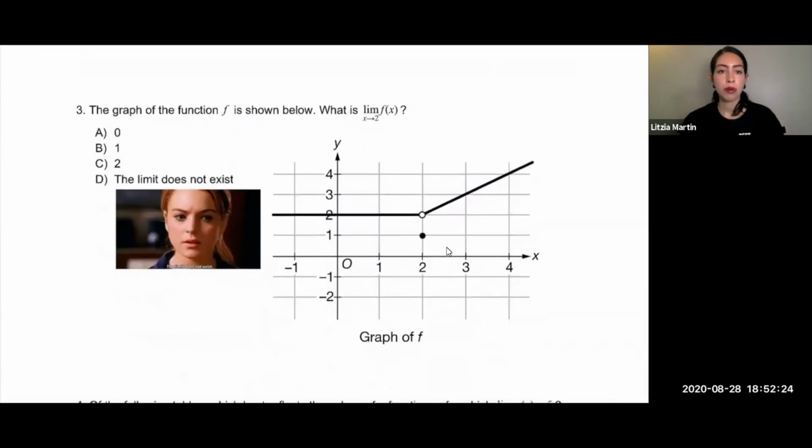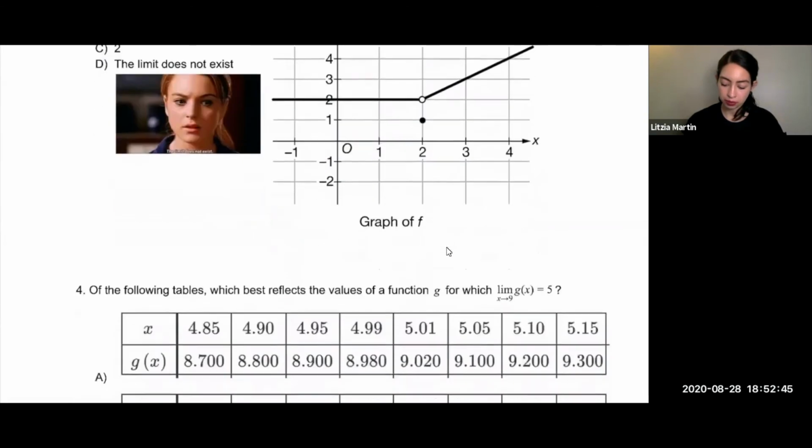So we're going to do a couple more problems here. It says the graph of the function f is shown below. What is the limit as x approaches 2 of f of x? So we're going to practice our skills with the graphs and analyzing it to find the limit. And since it's asking us for the limit as x approaches 2, I'm going to first determine where x is 2 on the number line, so right there.